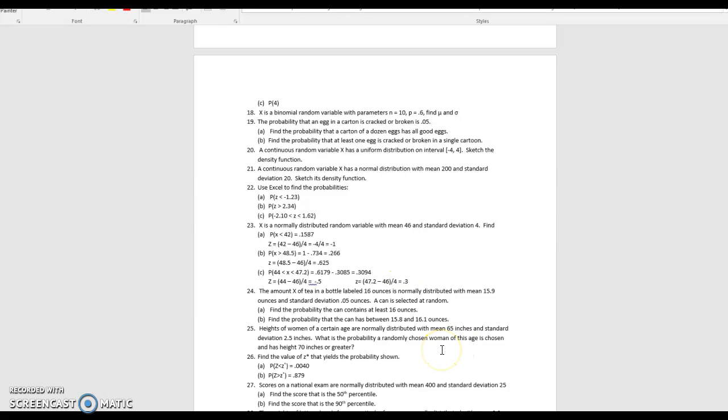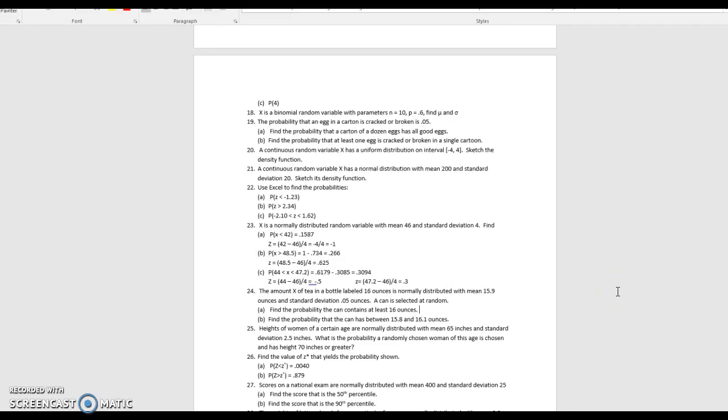All right, let's go to 24, which we will see is sort of just the same thing. It just gives us a situation rather than just probability calculations without a particular situation involved. So the amount X of tea in a bottle labeled 16 ounces, is normally distributed with a mean of 15.9 ounces and a standard deviation of 0.05 ounces. A can is selected at random. We want to find the probability that that can contains at least 16 ounces.